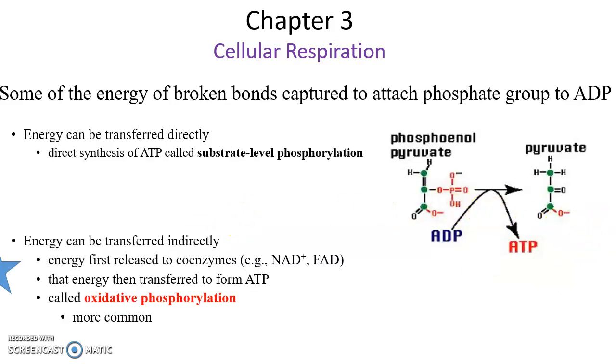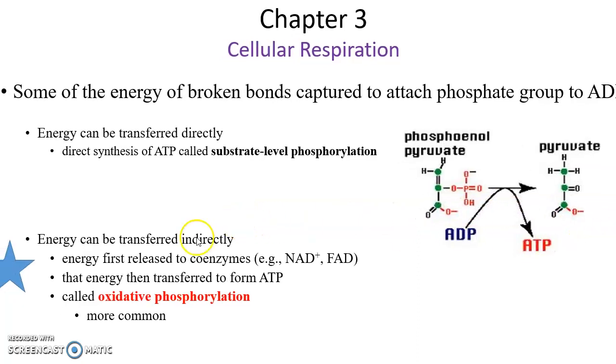What primarily happens is energy is transferred indirectly. The energy is released to a coenzyme, either NAD plus or FAD, and these coenzymes will then carry the energy to get used elsewhere to form ATP. And it's called oxidative phosphorylation. Oxidative because oxygen is involved, phosphorylation because we're adding phosphate to the ADP to get ATP. And this is where most of the energy comes from, this indirect transfer.